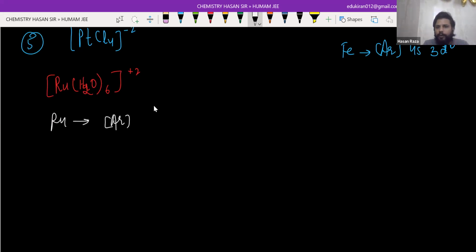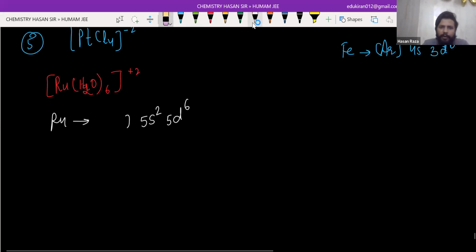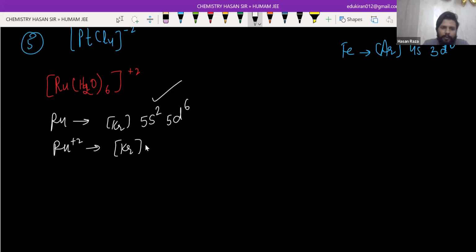Can I write 4s2 here? So it becomes 5s2 and 5d6. Yes or no? Not argon, basically krypton it will be. And since we are talking about plus 2, 2 electrons from this will be eliminated, and here it becomes krypton 4d6. Since with 4s, if you are taking 3d, so with 5s, it will be 4d6, yes or no?